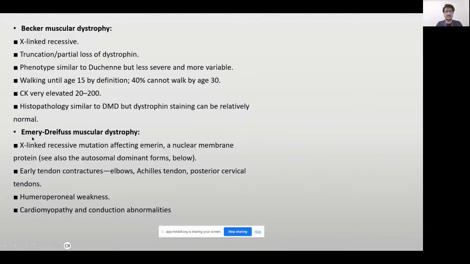One of the fancy ones is Emery-Dreifuss muscular dystrophy. It's due to the gene that is affected. It's called emerin. Emerin is a nuclear membrane protein. In these patients, usually they have tendon contractures in the Achilles tendon and the elbows, and there's a humeroperoneal weakness, and of course cardiomyopathy and conduction abnormalities are found. But I think the common findings are the contractures seen in Emery-Dreifuss muscular dystrophy, and it is one of the tested questions in the exams as well.